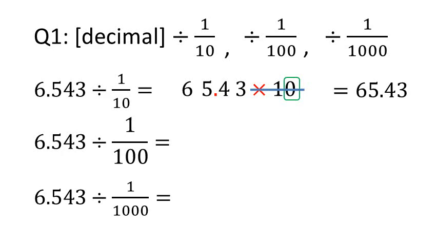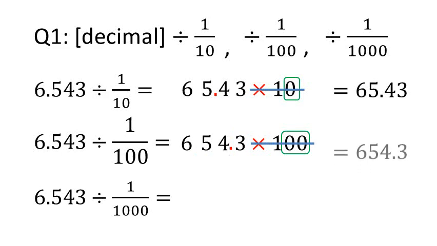Another example, 6.543 divided by 1 over 100. This means 6.543 times 100. Since 100 has 2 zeros, you move the decimal point 2 places to the right. So the answer is 654.3.